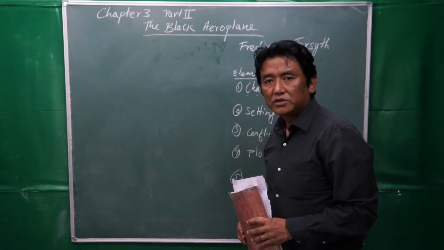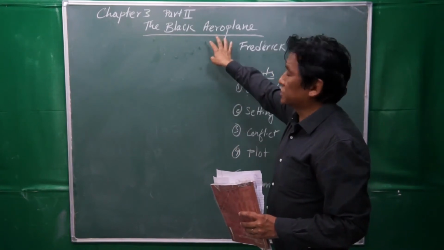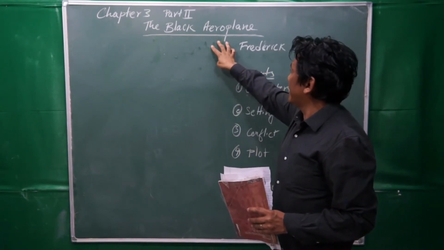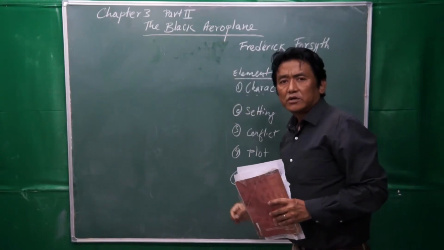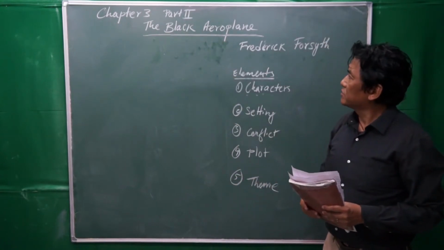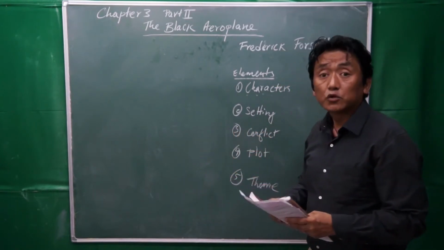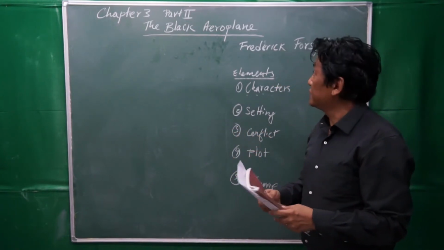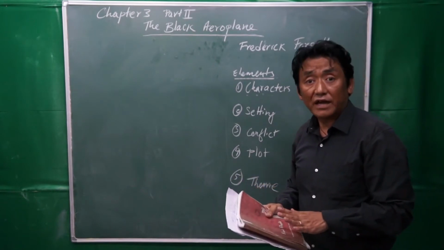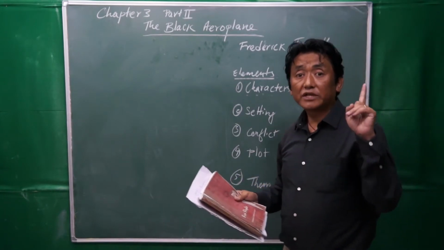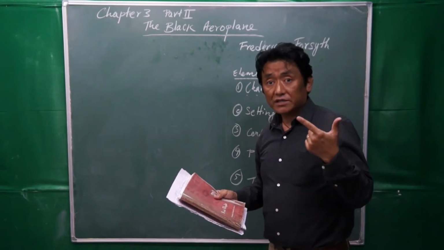Today we are going to learn this short story called The Black Aeroplane. In chapter number 3 of this English textbook of class 10, we have got 2 stories, right? And the first one is His First Flight. And that one we have already learned in our previous class.